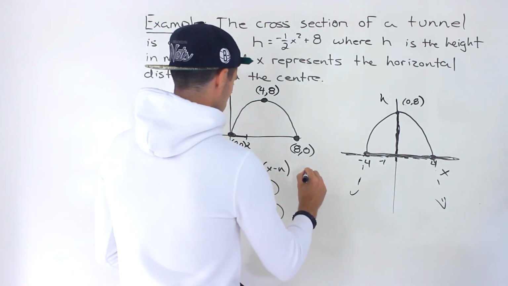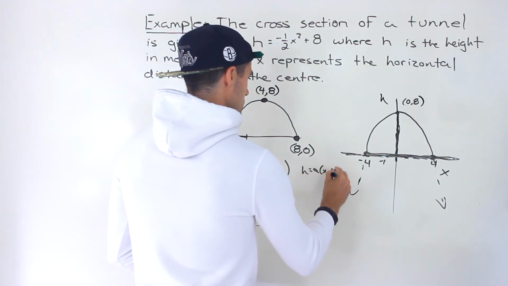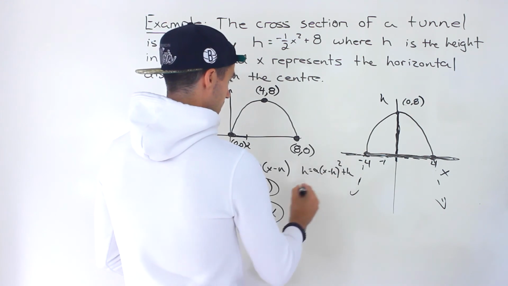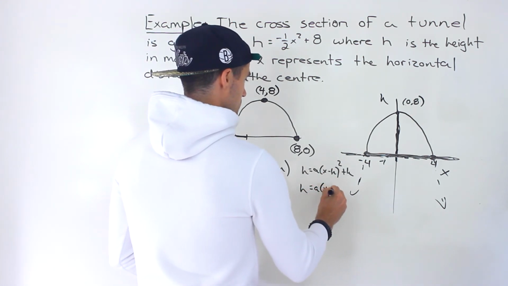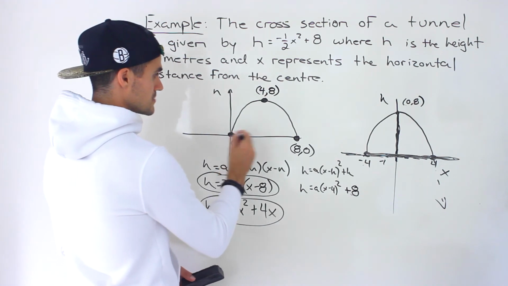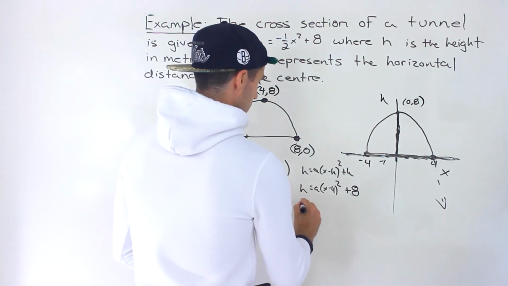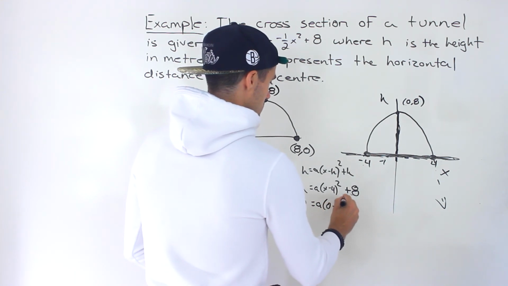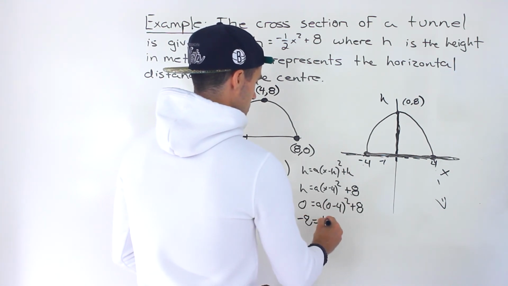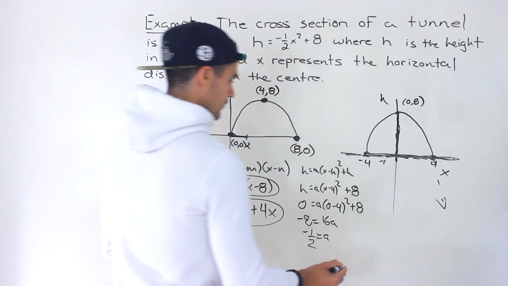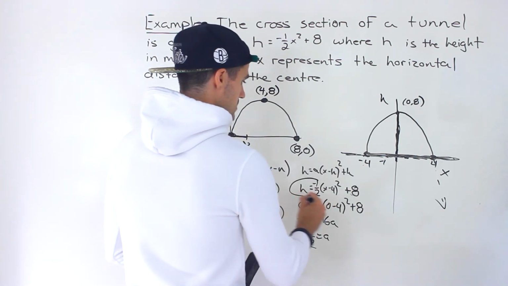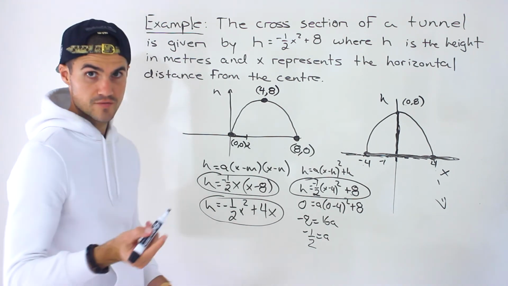You can also put it in vertex form if you want, so let's do that while we're at it. So the vertex is at 4 and 8, so the h is 4, the k is 8. So we'll have x minus 4 squared plus 8 like that. And then we can plug in either this point or this point to solve for the a value. I'll plug in the origin, so we'll have 0 equals a times (0 minus 4) squared plus 8. This would end up being, bring the 8 over, negative 8 equals 16a. A is again negative 1 over 2. So we could put that right here. Okay, so that would be the vertex form for this same parabola.